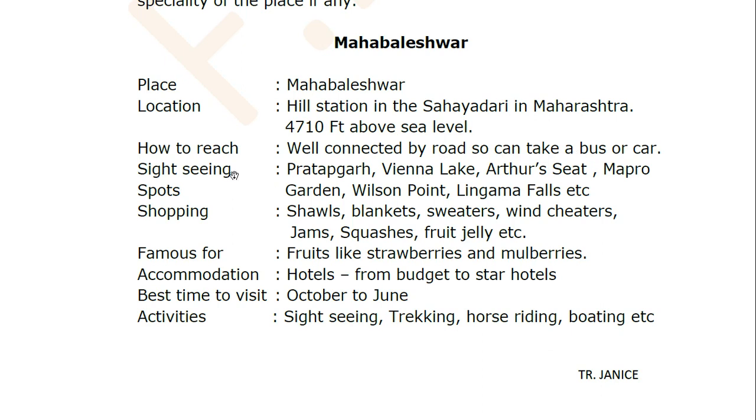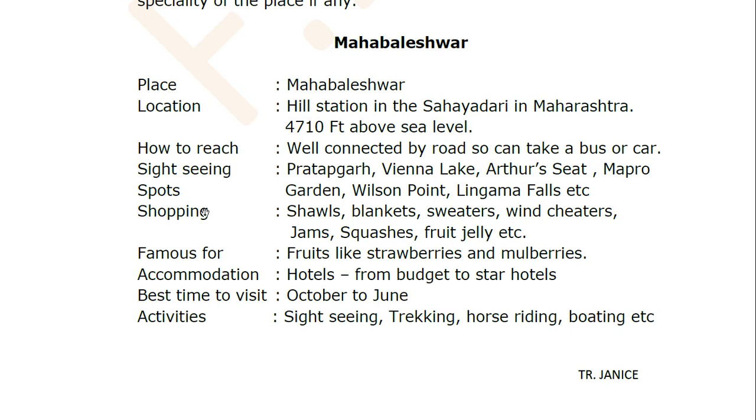Sightseeing, what you can see over there. Pratapgarh, Venna Lake, Arthur's Seat, Mapro Garden, Wilson Point, Lingmala Falls, etc. There's no need of making a very long list. You generally write it in just 2 lines. Okay, not more than 2 lines. Maybe 3 at the maximum, not more. So after sightseeing spots, we move on to shopping. What you can shop over there.